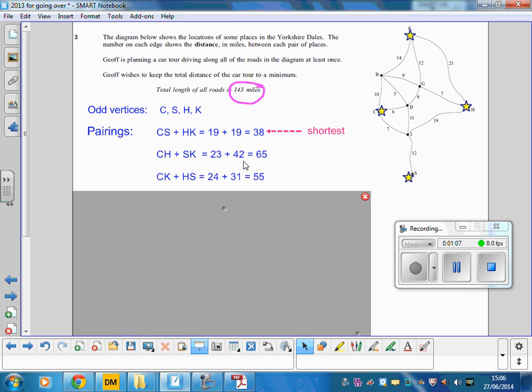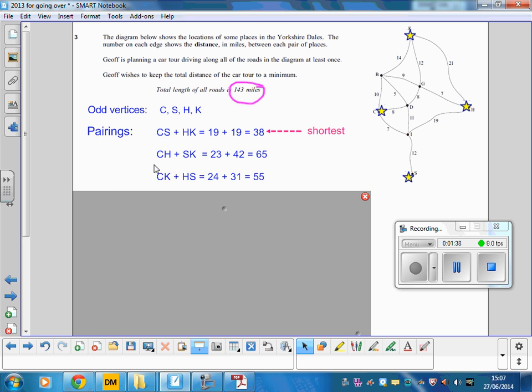Having got the pairings, we then need to work out the shortest distance between them. We need to be rather careful here. So between C and S, for example, the shortest route is actually going straight via I. 7 plus 12 is 19. Doing the shortest route from H to K, there's H and there's K. Is it the 21? No, it's not. You've got to go via G. 7 plus 12 gives us 19. So adding those two gives us 38 for our shortest distance.